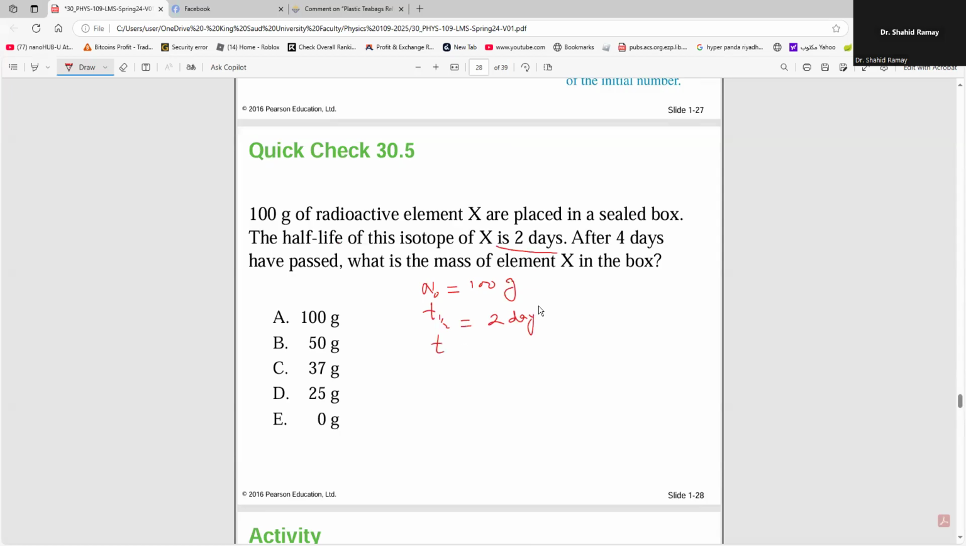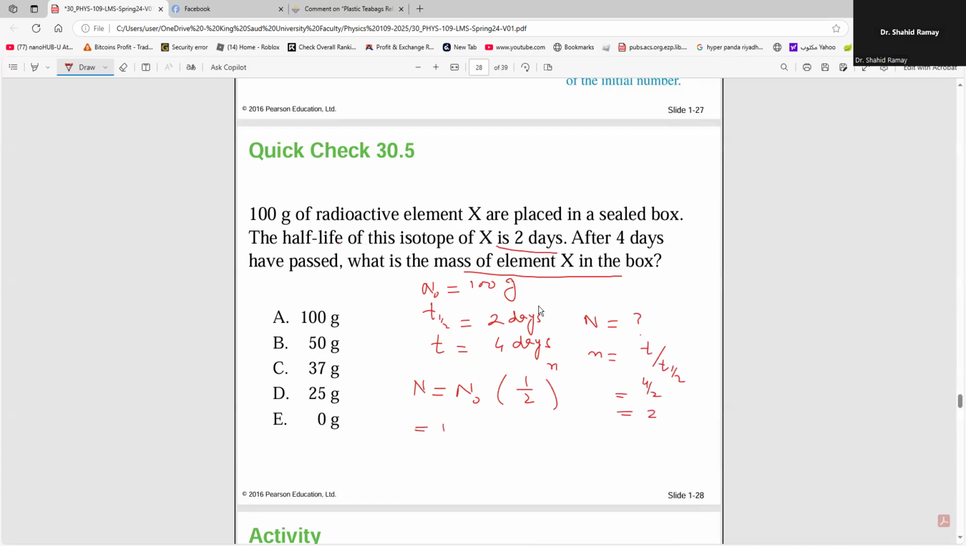After 4 days, so 4 days is the time. After 4 days, 2 half-lives have passed. What is the mass of the element X in the box? So we have to find the N value. Apply this formula: N is equal to N naught times 1 by 2 raised to power n, and n is equal to t over T half, where t means time and T half means half-life. So t over T half is equal to 4 over 2, and this is equal to 2.